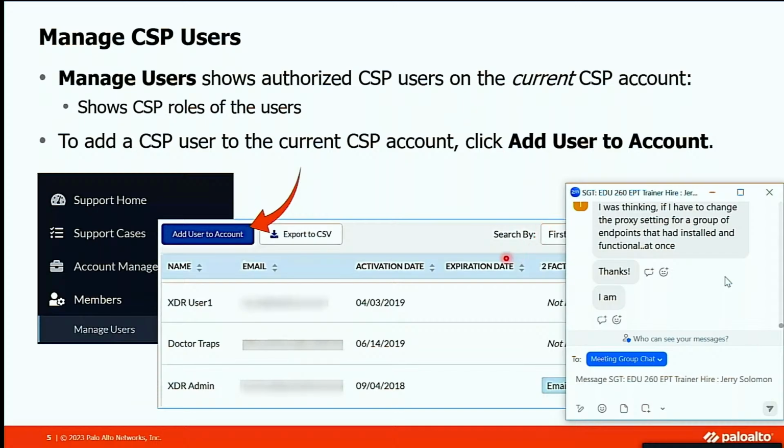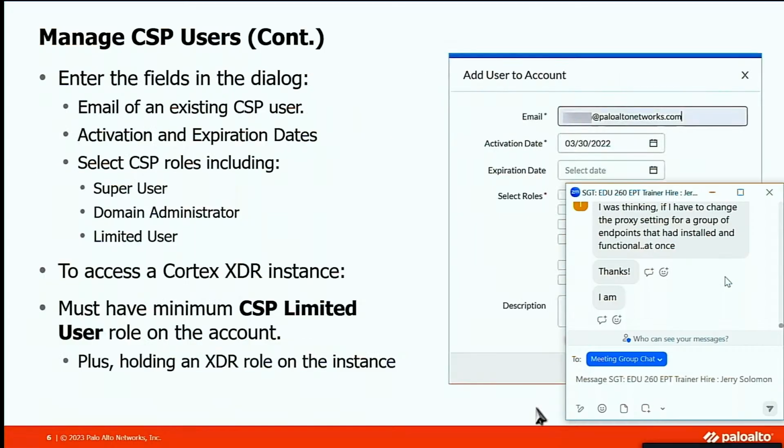So why would we need to do this? Let's say, for example, one of your customers has their CSP account, company X, we'll call it, and they have their Cortex XDR instance, but they need to provide you with access. So someone from that account would go and add user to the account as a limited user, so we can then provide you a role in Cortex XDR. So again, the minimum role you need as a CSP user to get an authorization in XDR is limited user. You don't need to be a super user or anything like that.